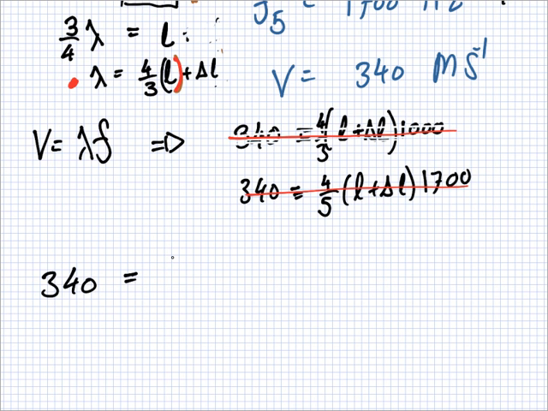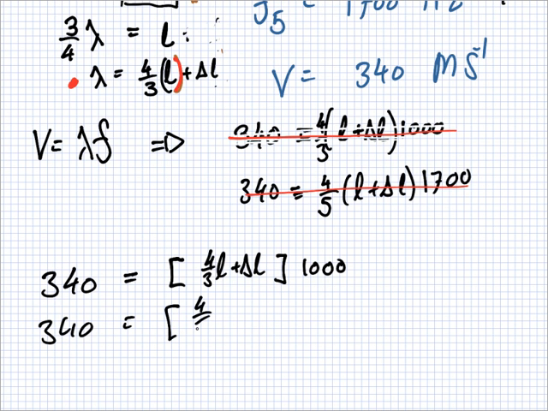Okay, apologies for that. Let's fix that. So that's 340 equals lambda f. And lambda we said is 4/3 (L plus delta L). And then the other one is 340 equals 4/5 (L plus delta L) times 1700. Alright, that's better.